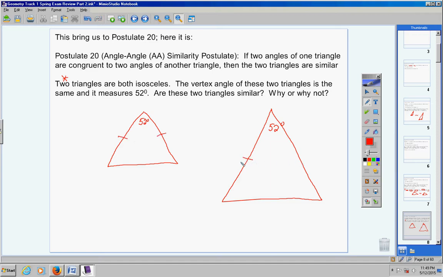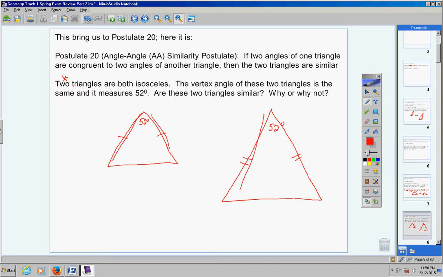By the way, I know which two sides are congruent to which two sides because they called this the vertex angle. And remember, the two angles down here that are congruent, that connect the two sides that are congruent, are called base angles. This is your vertex angle, so I know that the two sides that are congruent are these two sides here and these two sides here.